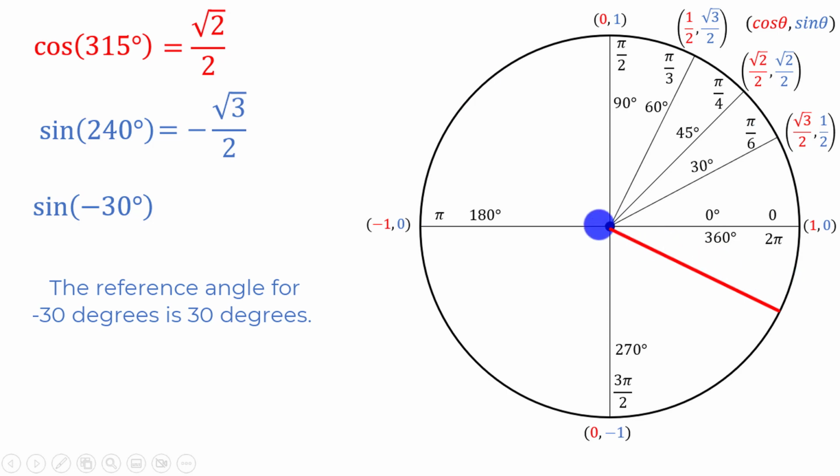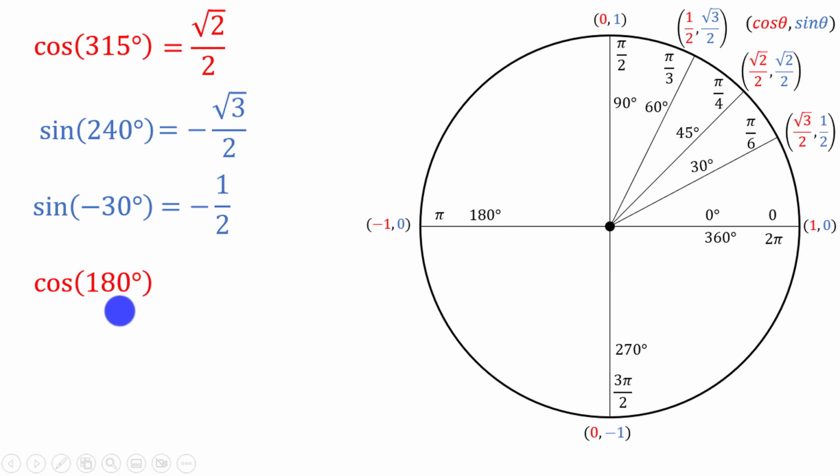Either way you want to think about it, we are 30 degrees below the positive x-axis, so the reference angle is 30 degrees. Sine of 30 degrees is the y-coordinate, which is 1/2. Sine of negative 30 degrees means we're down here, so we're not going to be at 1/2, we're going to be at negative 1/2 because we are below the x-axis. So sine of negative 30 degrees equals negative 1/2.